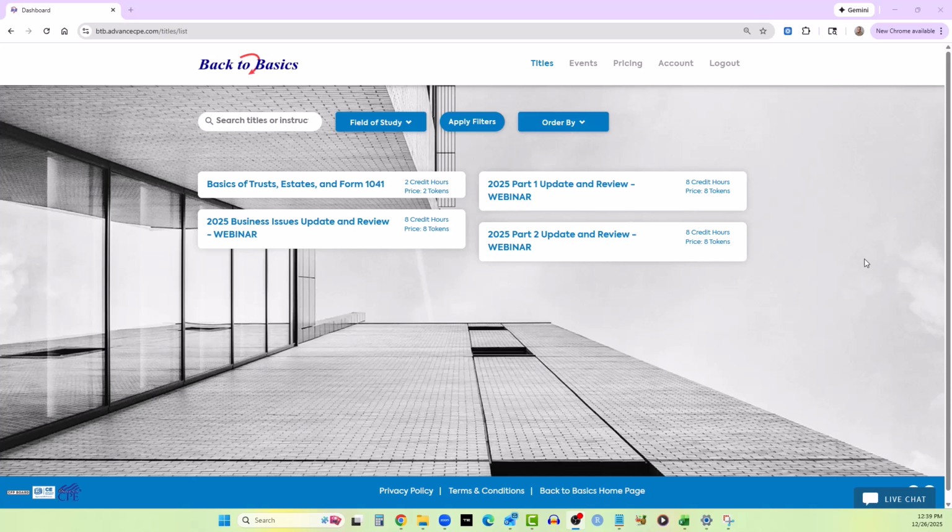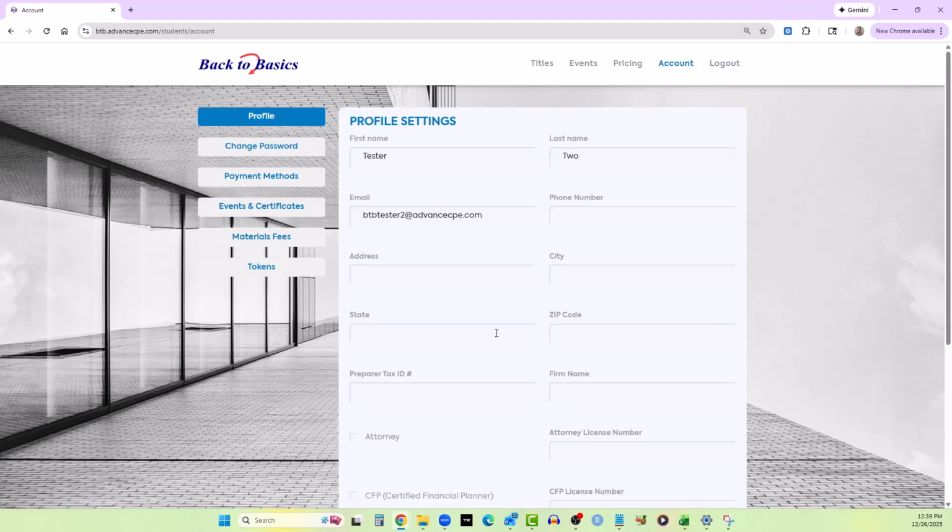A token is the equivalent of a credit hour. So an 8 credit hour course can be acquired for 8 tokens. A 2 credit hour class can be acquired for 2 tokens. When you are logged in, go up here to account, and then over here on the left, you'll see tokens.